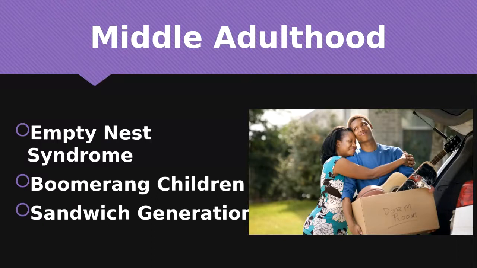Okay, so next on our list is boomerang children. Boomerang children are children who return home to live with their middle-aged parents. So they went to college, and then they graduated, but because of the economy, they couldn't find a job, so they had to move back home with their parents. Or maybe they got married, they moved out, but then they got divorced. They came back home to live with their parents.